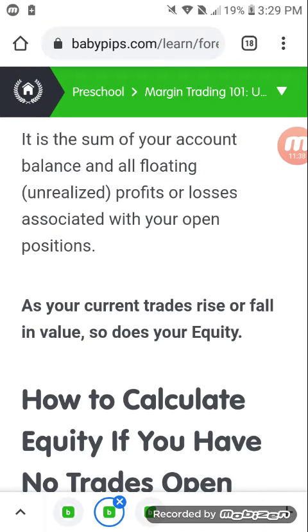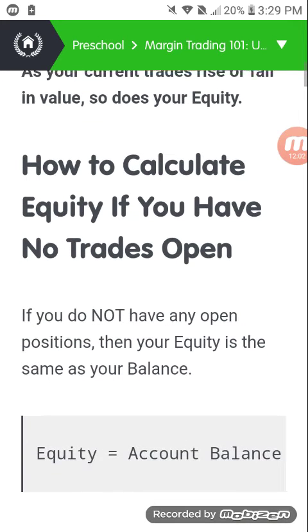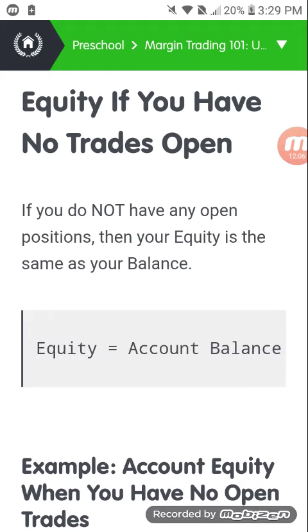Okay, so it is the sum of your balance and all the floating unrealized profits and losses, and realized profits and losses, that has to do with your equity. So as the market rises and falls in value, so does your equity. So how do you calculate equity if you have no open trades? If you don't have any open positions, your equity is the same as your balance. So your equity equals your account balance.